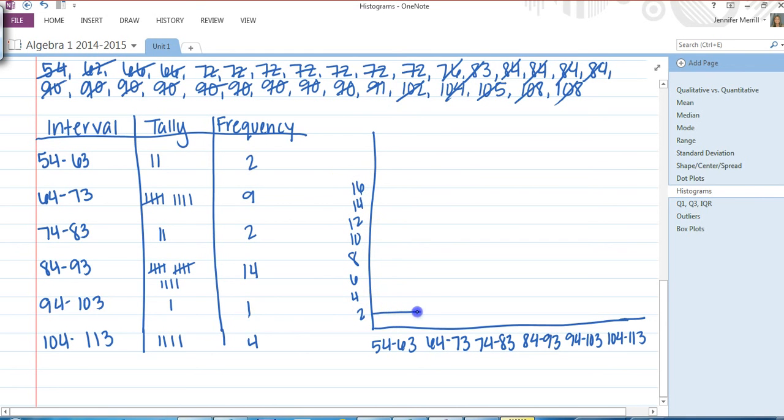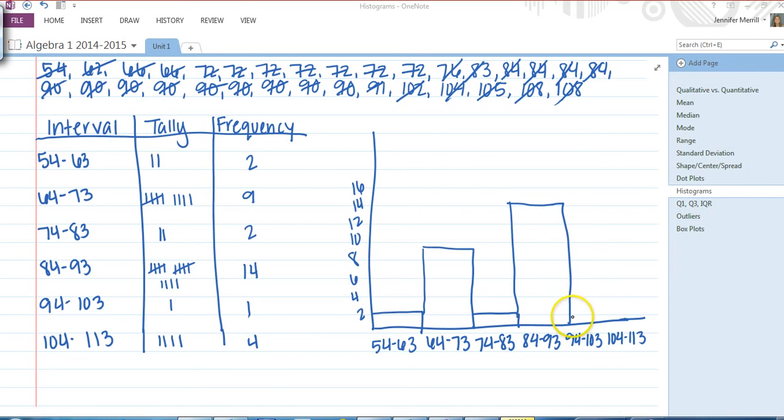First one is 2. Then I have 9, which is going to be between 8 and 10. 2, 14. The biggest mistake that I see on these is that the intervals aren't the same. 1, and lastly 4. And that is my histogram.